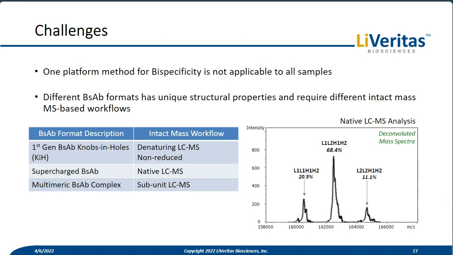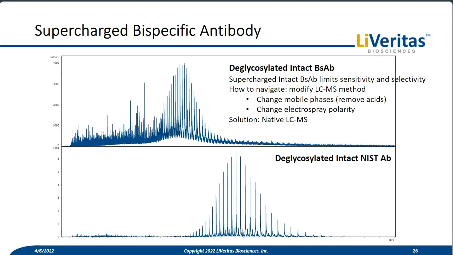And here's an example of the deconvoluted mass spectra showing the different percentages of the major species and the two minor species. And so with native LCMS being able to solve this issue, we went on and started analyzing over 70 bispecific antibodies, determining their bispecificities.